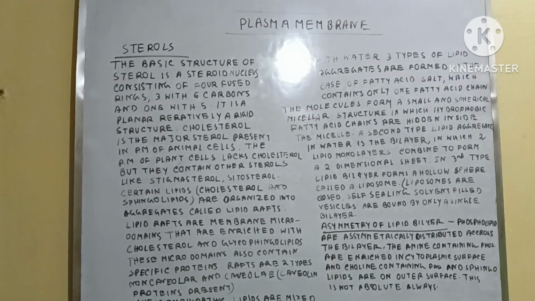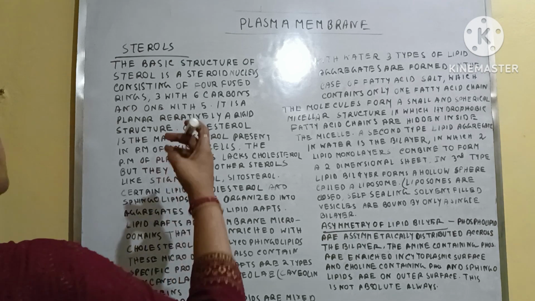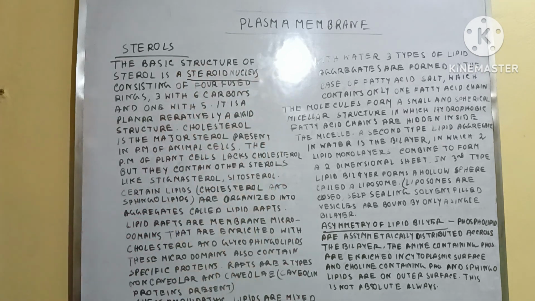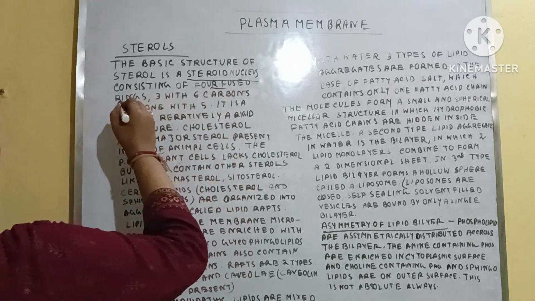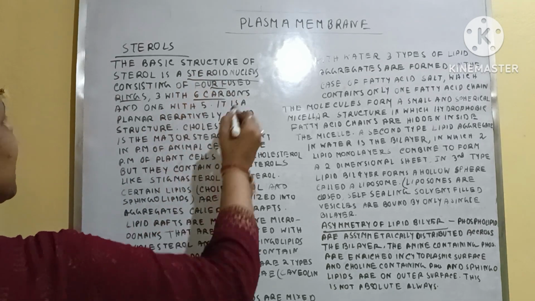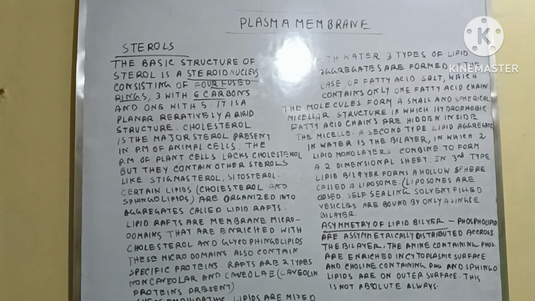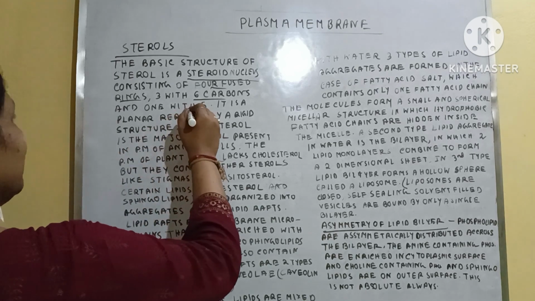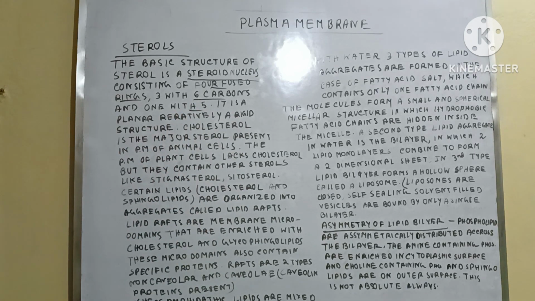Now the sterols. What are the sterols? The basic structure of the sterol is the steroid nucleus, consisting of 4 fused rings, 3 of which contain 6 carbons and 1 contains only 5 carbons. And it is planar.